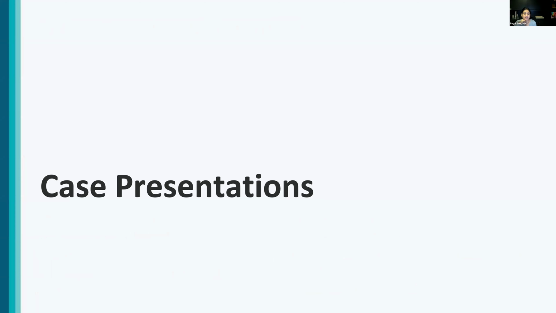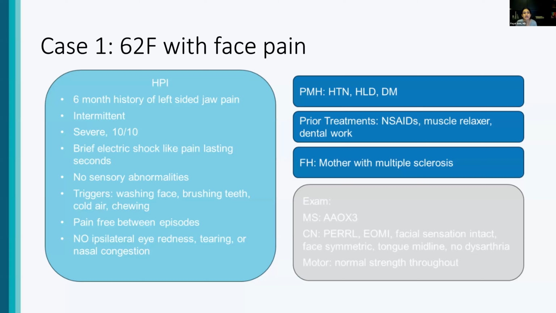So, after that introduction to facial pain and how we approach that evaluation and what we're thinking about, we have a few case presentations that we wanted to run through with you. We'll go ahead and get started with the first one. This is a 62-year-old woman who comes in with a face pain complaint. Her HPI: she tells you that she has a 6-month history of left-sided jaw pain. It's intermittent. The pain is severe, 10 out of 10 when it comes, and she describes brief, electric shock-like pains lasting seconds.